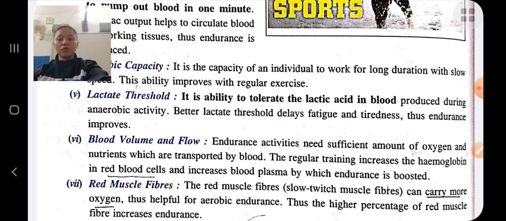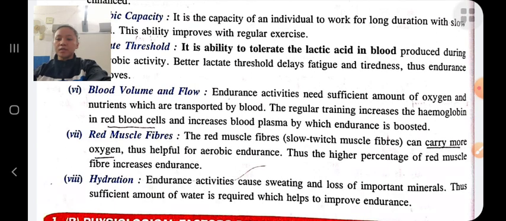Blood volume and flow. If the flow of blood is more, then more oxygen and nutrients are supplied by the blood, which results in an increase in hemoglobin, that is an increase in red blood cells in our blood, which improves our endurance. Red muscle fibers carry more oxygen, thus there will be high aerobic endurance. If we have sufficient oxygen, we can do the activity for a long period of time.